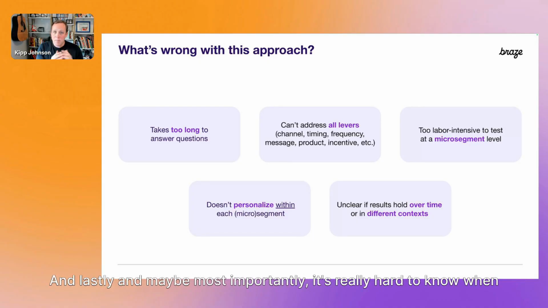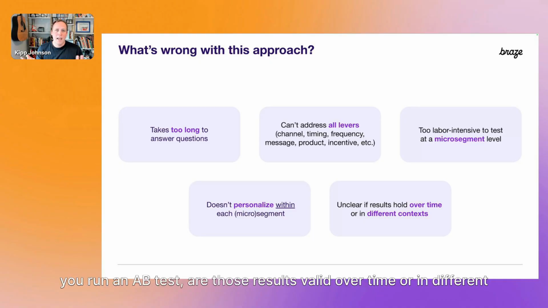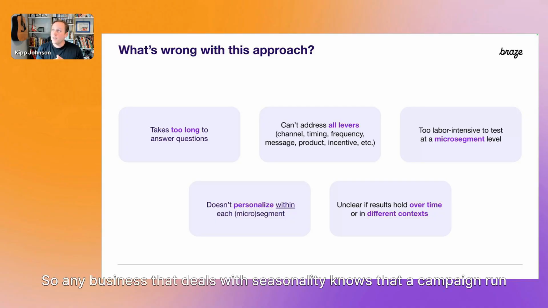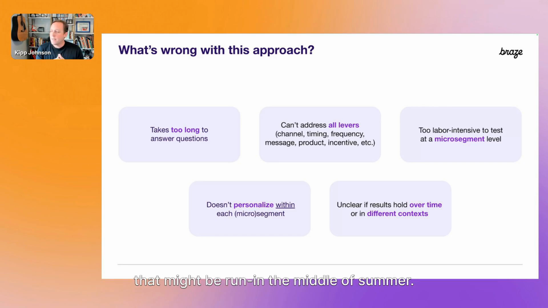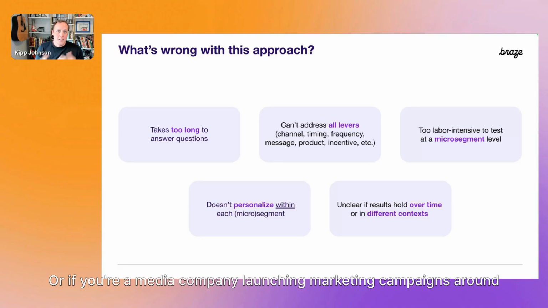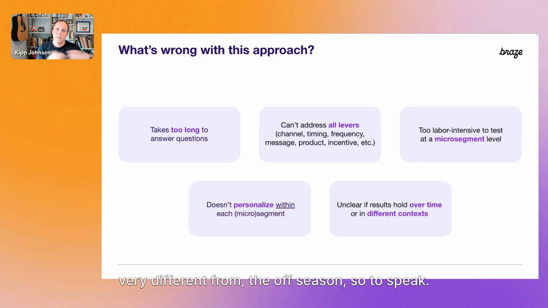And lastly, and maybe most importantly, it's really hard to know when you run an A/B test, are those results valid over time or in different contexts? So any business that deals with seasonality knows that a campaign run the week of Black Friday is going to be very different than a campaign that might be run in the middle of summer. Or if you're a media company, launching marketing campaigns around the time of a new show release or the show finale is going to be very different from the off season, so to speak.